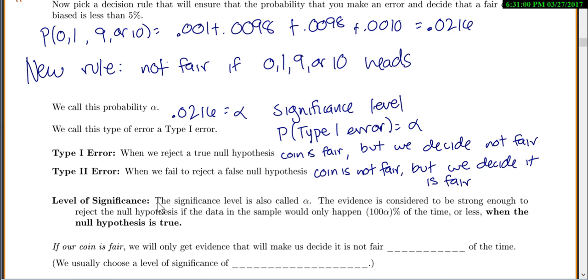Now I mentioned it's a significance level, so your level of significance is called alpha. What this means is the evidence is considered to be strong enough to reject the null hypothesis if the data in our sample would only happen 100 alpha percent of the time, or less, when the null hypothesis is true. So in our case, if our coin is fair, we're only going to get evidence that will make us decide it's not fair 2.16% of the time. Because we figured it out: if it's fair, we'll only get 0, 1, 9, or 10 heads and reject it about 2% of the time.